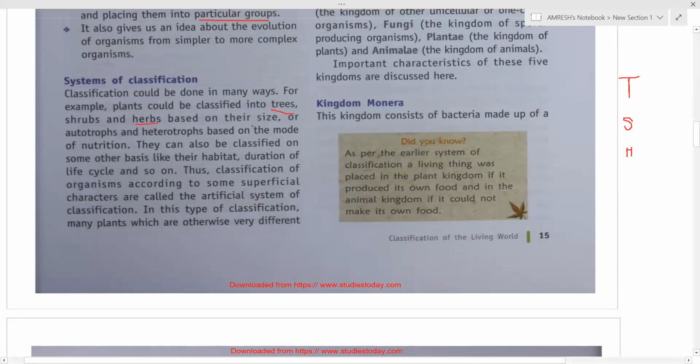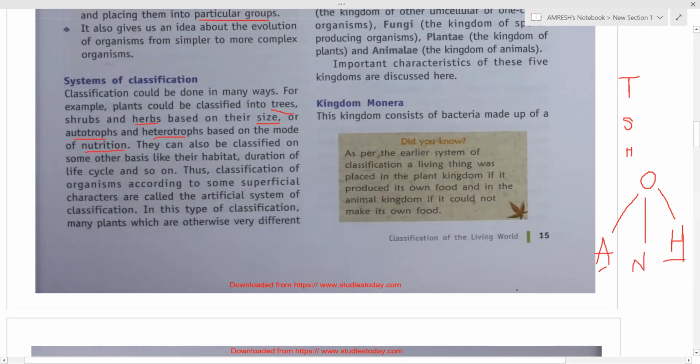First, your category of classification is size. Second category is your nutrition. How are you classifying on nutrition? Autotrophs and heterotrophs. Suppose, on the basis of nutrition, O means organisms, okay? A is autotroph and H is heterotroph. Autotroph means the organisms that produce their own food. That is plants. And heterotrophs means organisms that depend on plants for their food. So we are classifying on the basis of nutrition. So this is how we classified.